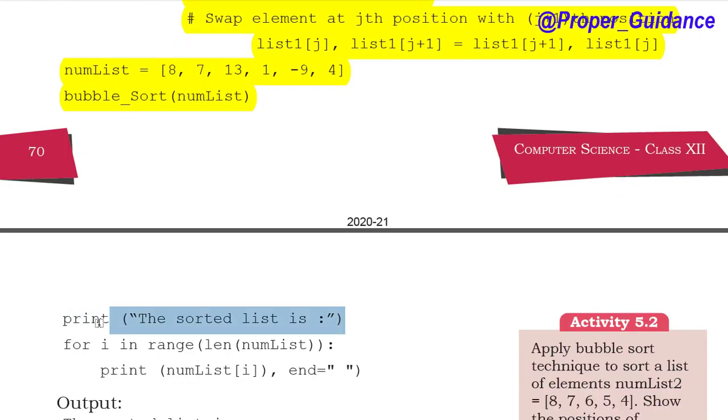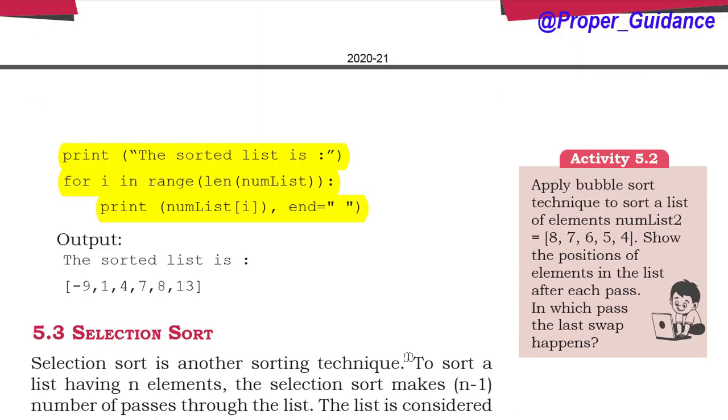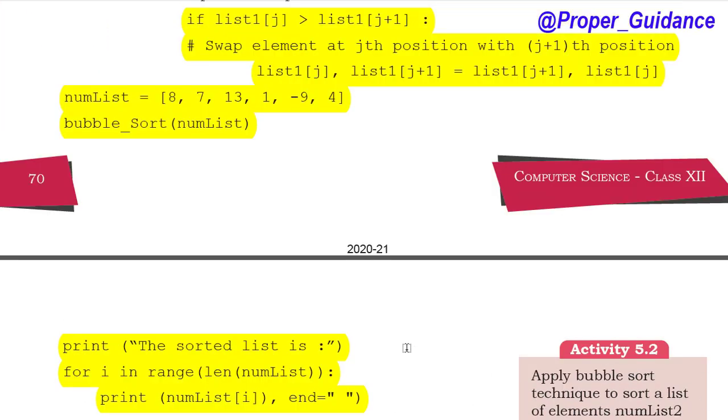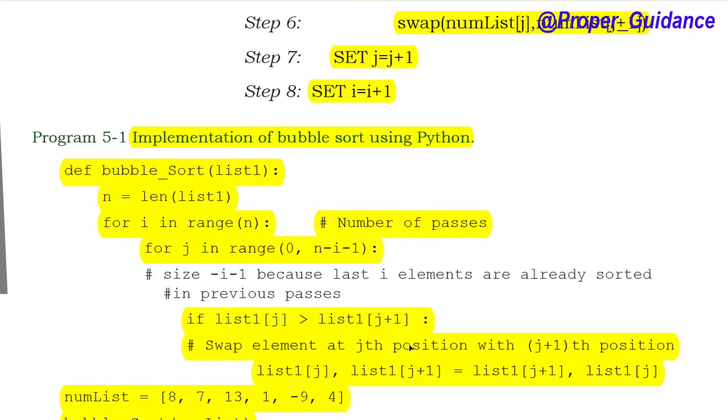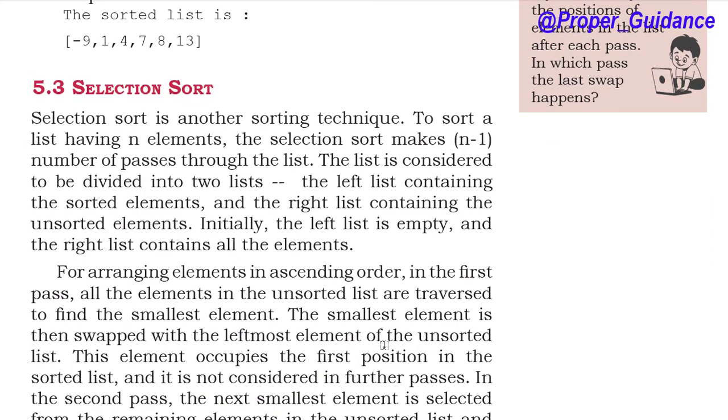Now you have to print the sorted list here. For i in range this one, print this thing, and the output is here. So this is the entire program for bubble sort. This is very, very important. If you face any problem understanding this, please feel free to ask me. I will clarify again. Next, we will learn selection sort.